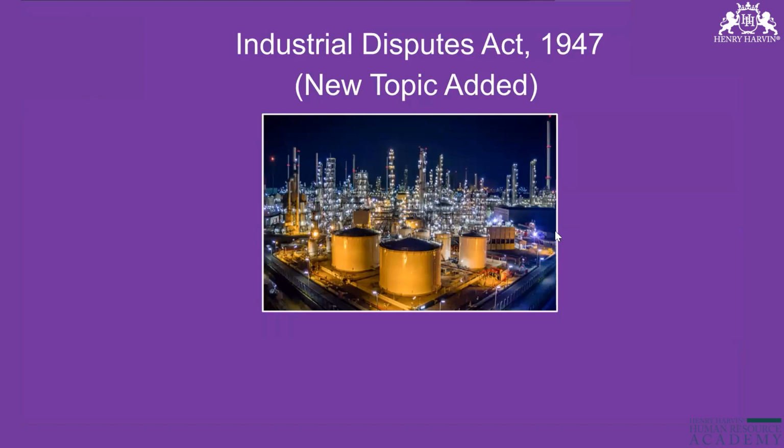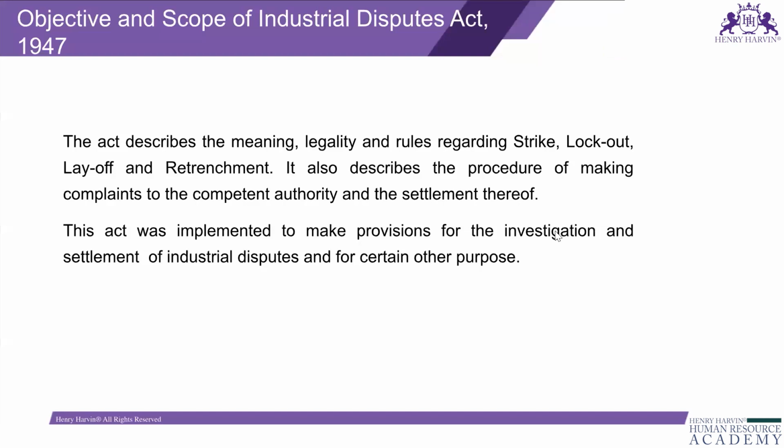Industrial Dispute Act 1947. What are the objectives and the scope of the Industrial Dispute Act 1947? The Act describes the meaning, legality, and rules regarding strike, lockout, layoff, and retrenchment. It also describes the procedure of making complaints to the competent authority and the settlement thereof. The Act was implemented to make a provision for investigation and settlement of industrial disputes and for certain other processes.